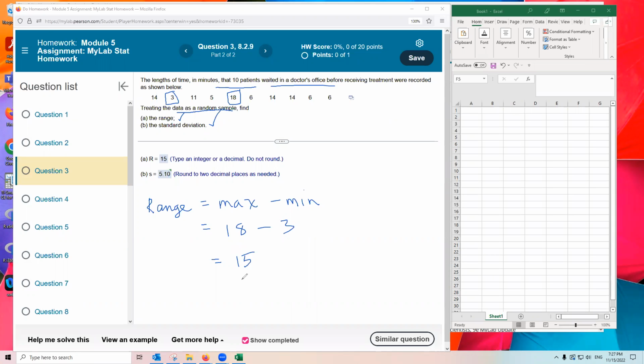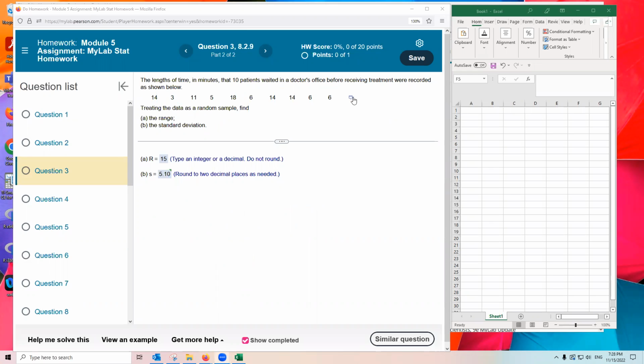But usually the range is not the best measure of variation. I'm trying to really get an estimate of how spread out these numbers are. Well, the range is just using 2 numbers out of the whole data set, the largest and the smallest. It's not really taking into account all the other data values. So that's why the standard deviation is usually preferred. Standard deviation is giving us a measure of the spread of the data. Really, it's how far is the typical data value away from the mean? Well, the calculation for standard deviation is pretty messy, so I'd like to get Excel to do it for me.